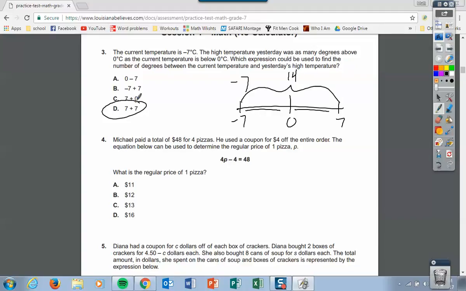Michael paid a total of $48 for 4 pizzas. He used a coupon for $4 off the entire order. The equation can be used to determine the regular price of 1 pizza, P. So the regular price of 1 pizza, let's do some train checks here. So plus 4, 4P equals 52. Divided by 4, divided by 4, P equals 13.